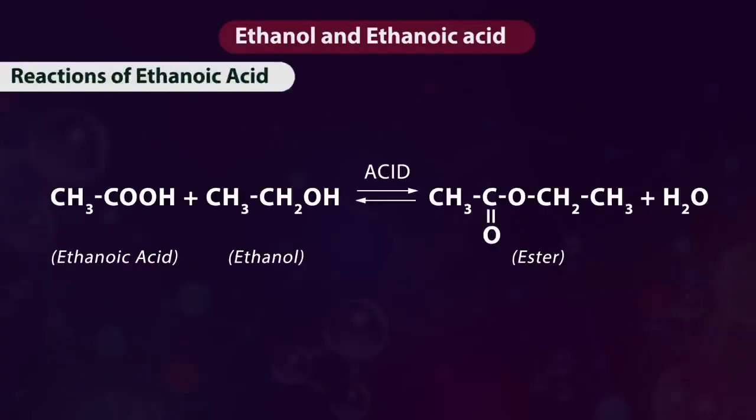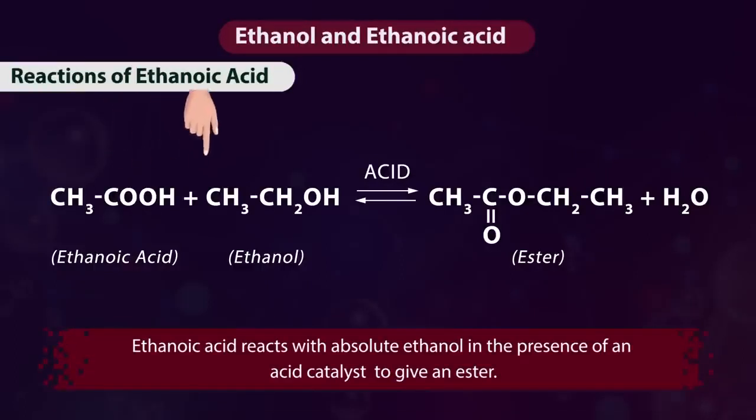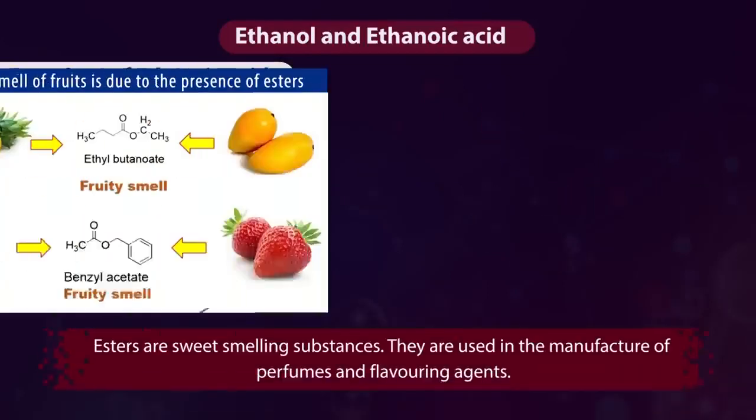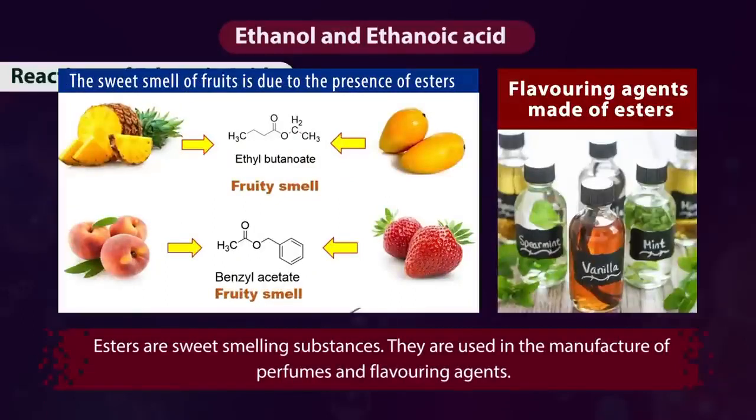Reactions of ethanoic acid. Esterification reaction. Esters are usually formed by the reaction between an alcohol and an acid. Ethanoic acid reacts with absolute ethanol in the presence of an acid catalyst to give an ester. Ethanoic acid plus ethanol gives rise to ester in presence of an acid. Esters are sweet-smelling substances. They are used in the manufacture of perfumes and flavoring agents.